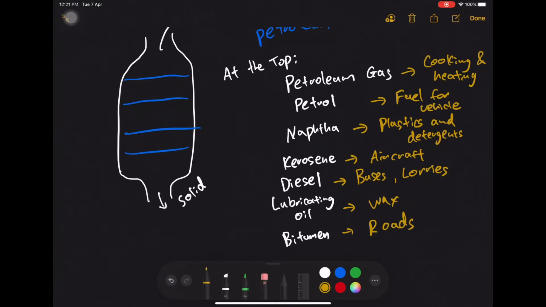Okay, it's used for making roads. What you have to remember by heart is the order from the top to the bottom. And take note that we have another name for our petrol and kerosene. Petrol, you can call it gasoline. In some countries they call it gasoline. And kerosene, sometimes they call it paraffin. So you need to take note of this. They have different names for those two. And the rest is all like this: petroleum gas, petrol, naphtha, kerosene, diesel, lubricating oil, and bitumen, all the way at the bottom.